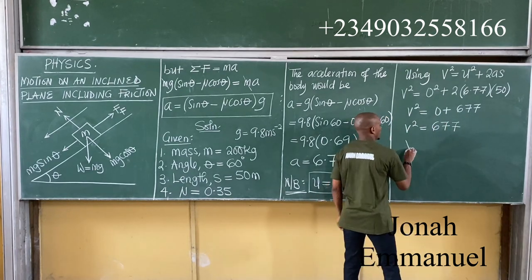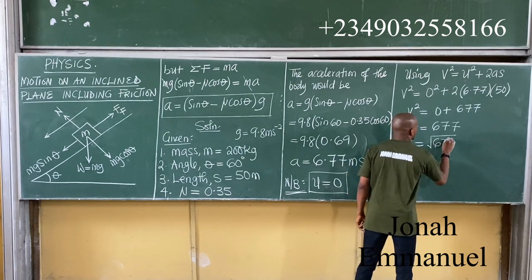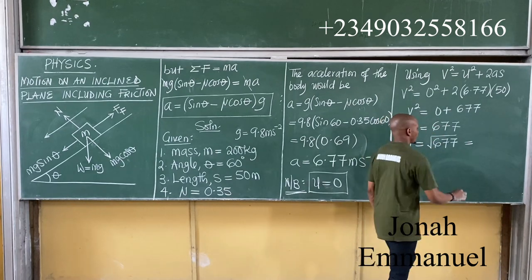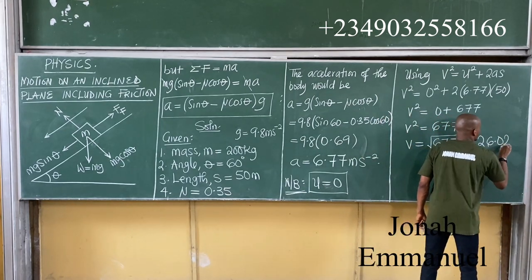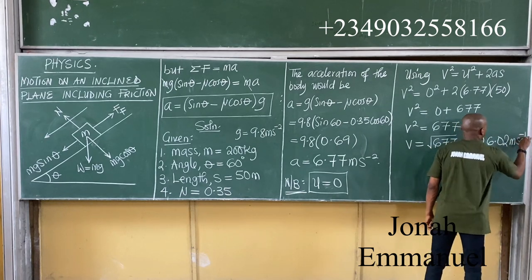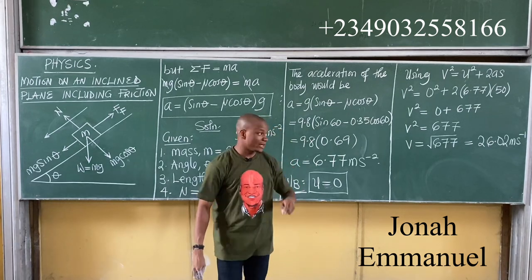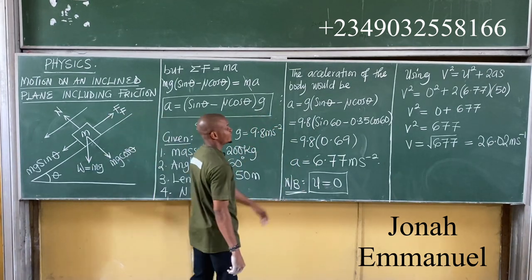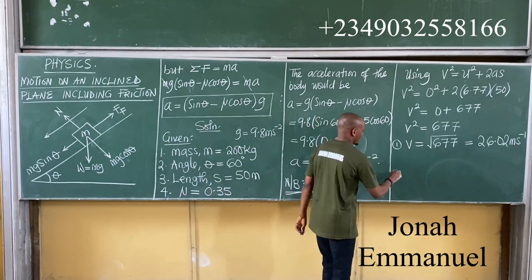Let's get v. To get v, simply take the square root of 677. That's 26.02 meters per second. That's velocity. So we found the velocity as required. Finally, let's get time.